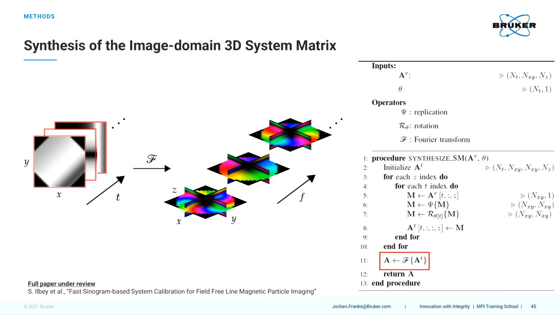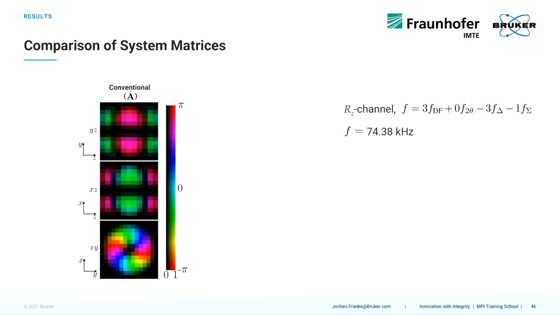So as we go through the entire steps here, with replication, rotation in time domain, then at the last step we are going to make a Fourier transformation in the time domain to end up with a three-dimensional system matrix again, which we can use for image reconstruction. And the full paper is just under review.